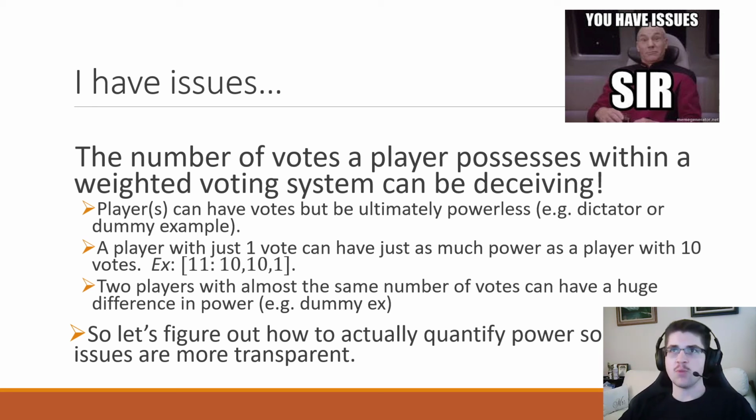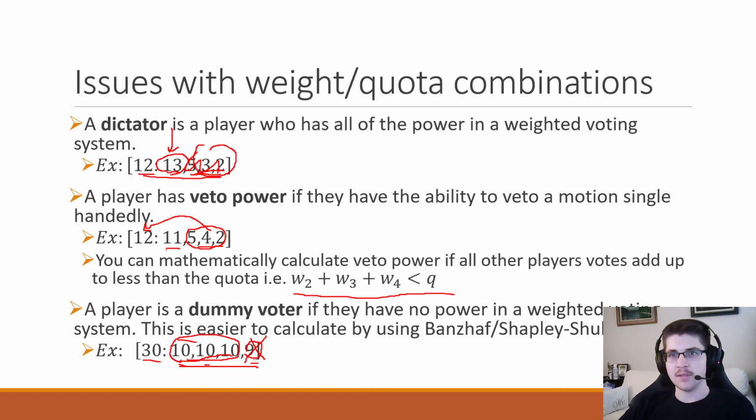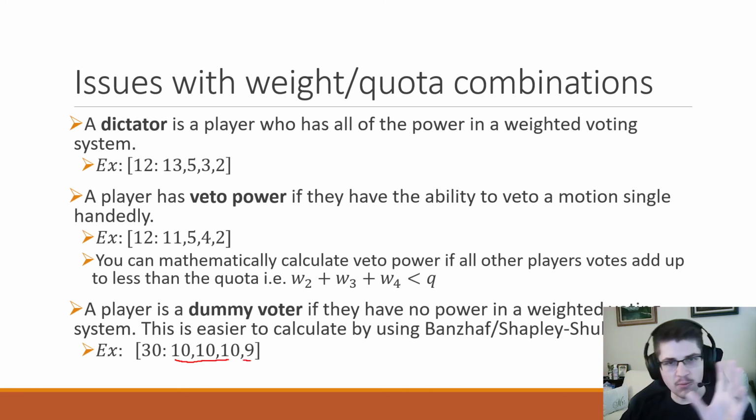there are some problems that arise that are not necessarily obvious. One point I wanted you to notice is that the number of votes in a system can be deceiving and does not tell the full story. Sometimes the power that players have is not proportional to the amount of votes they have. Looking back at this example, these 3 players had 10 votes. This had 9. Without really thinking about it, they seem like they would have very similar levels of power because there's only 1 vote difference.